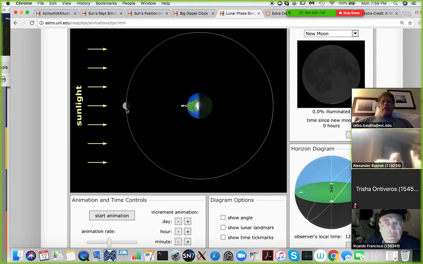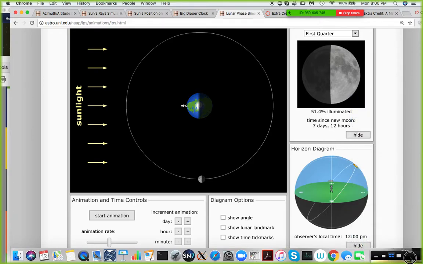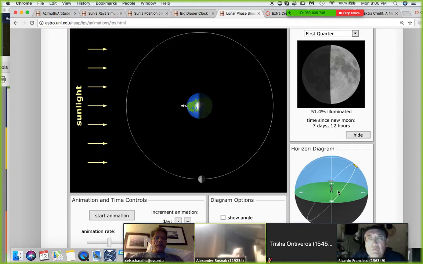And here's the moon in the new phase. We don't see anything. Now, if I bring the moon to the first quarter, now we see a quarter of it. And in the northern hemisphere, the bright part of the moon is to the right. And the right, as you see the moon, is to the west, which means the sun is lighting up the moon from the west. You can see that quite well in this simulation right here.